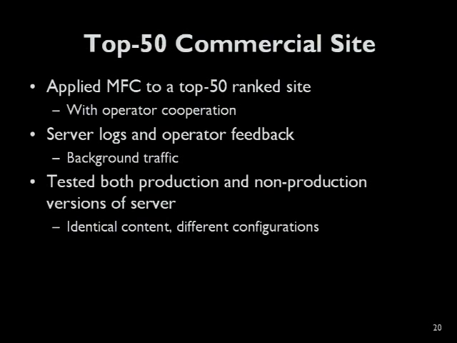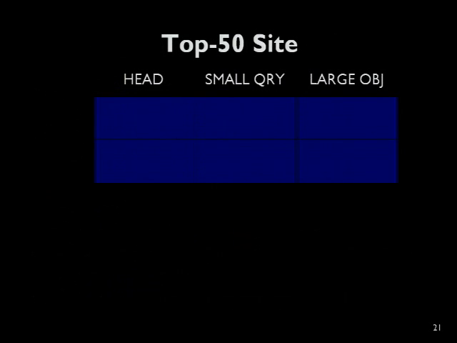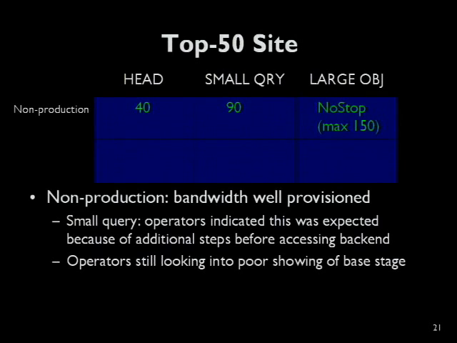And we also had operator feedback, which was very valuable for us to understand how effective and valuable our approach was to them. And we tested both the production and non-production versions of the server. These host identical content, but their configurations are vastly different. Okay? And the production version of the server, I think, gets about 1 billion requests a day or whatever, some really high number. But the non-production version saw almost no traffic during the time we were doing our experiments. And we had about 75 clients making multiple requests. And let me go to the measurement observations we made from running our experiment on the production and non-production servers, starting with the non-production server.